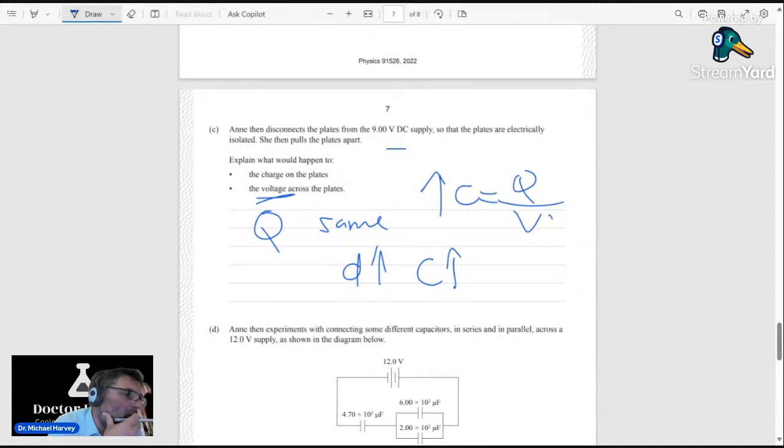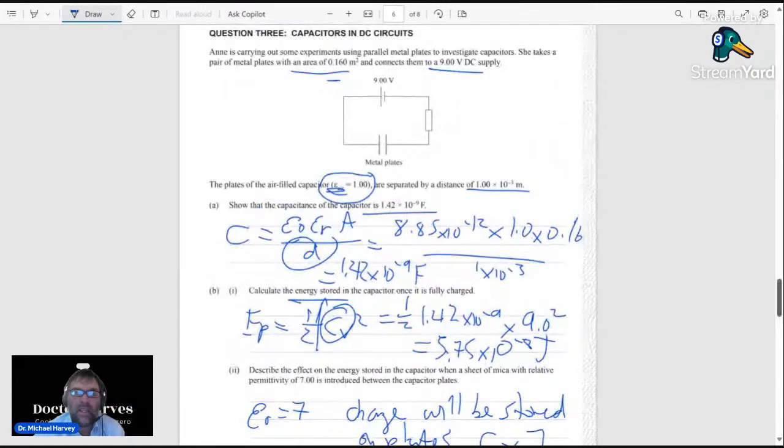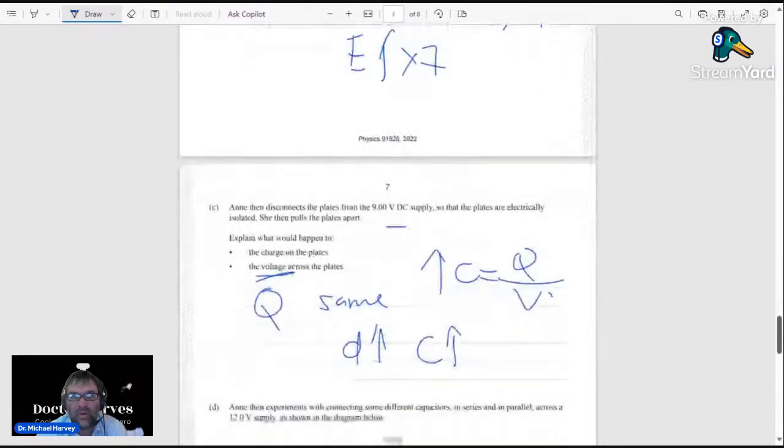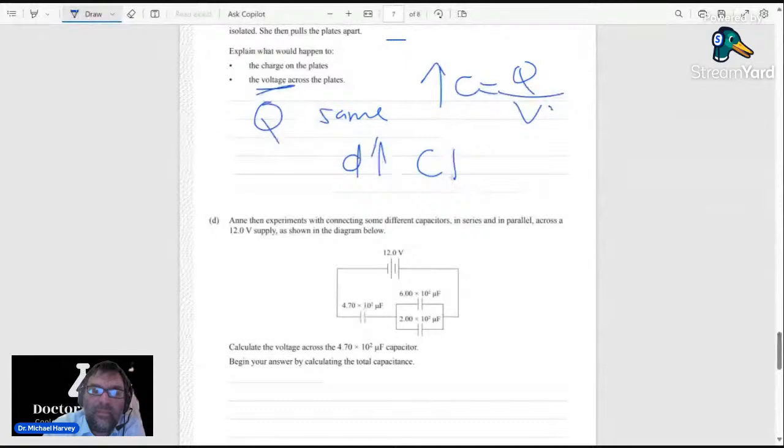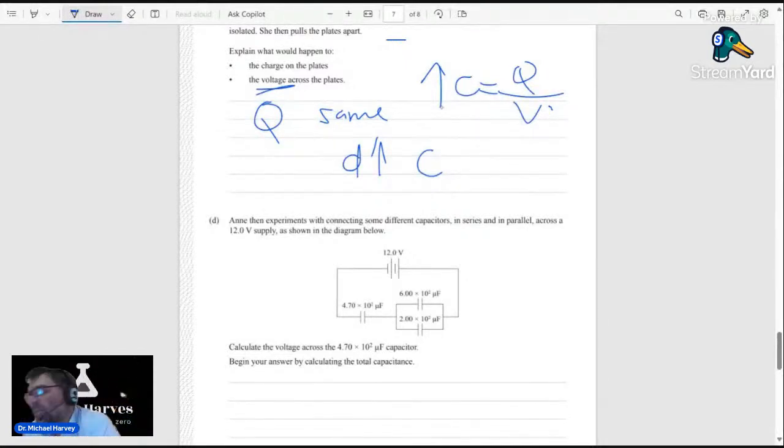So C equals Q over V. Oh, wait. What am I doing? No, it's an inverse relationship, isn't it? I've done that wrong. So C and D are inverse. Brain fade late at night. So when distance increases, the capacitance goes down. Opposite. Sorry, it's an inverse relationship. Brain fade.